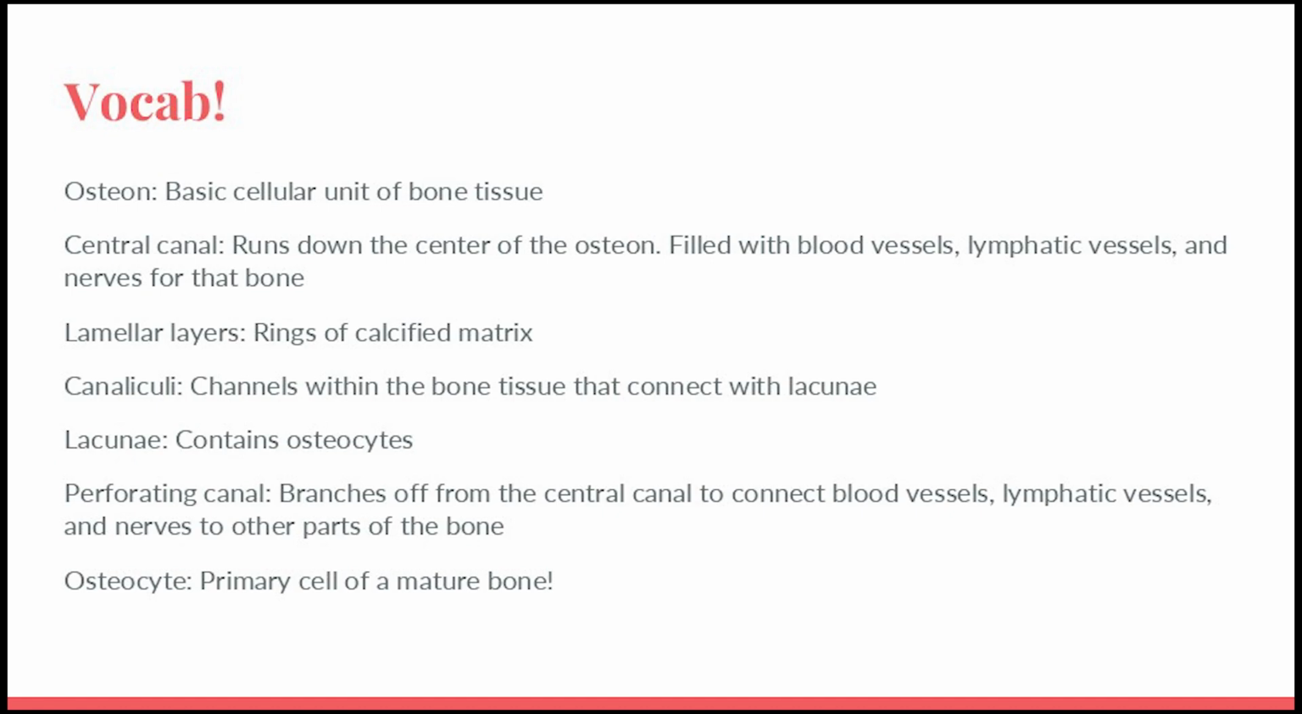And just to tie it together, the perforating canal branches off from the central canal to connect those blood vessels, lymphatic vessels and nerves to other parts of the osteon, because it has to be able to get all within there. The lamellar layers are rings of calcified matrix. The canaliculi are channels within the bone tissue that connect with the lacunae. The lacunae actually contain the osteocytes, and an osteocyte is the primary cell of a mature bone.